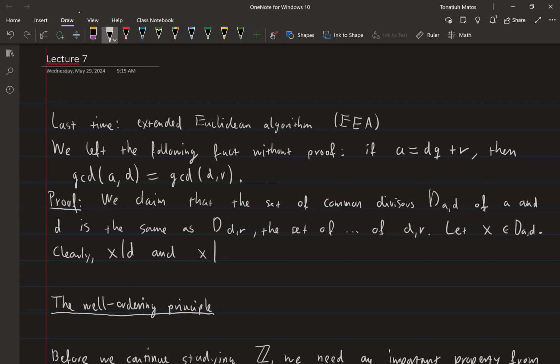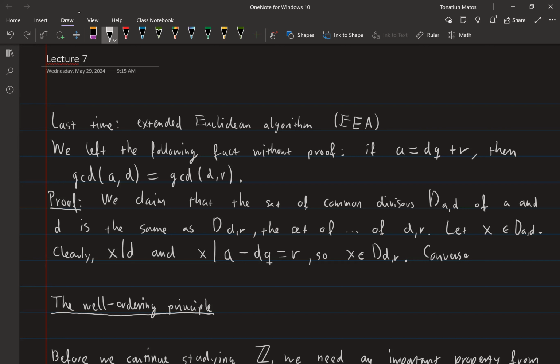to this phenomenon. And that's basically the fact that if a number divides two integers, it will divide any integer combination of those two integers. And the remainder is an integer combination, right? X divides A, so it must divide A minus D times Q, which is an integer combination of A and D. But this is R. So X is an element of D R.